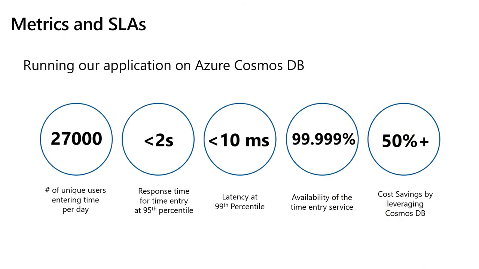And here are the metrics and SLAs for our application. We got 27,000 users on it. Azure Cosmos DB provides less than 10 milliseconds of latency at 99th percentile, which is super awesome, and 5 nines availability, which is the best of any service on Azure. So it's awesome. And for our application, the response time is less than 2 seconds because we are running on this world-class Azure Cosmos DB infrastructure. And the cost savings are 50% for us compared to our earlier implementation on Elastic DB.